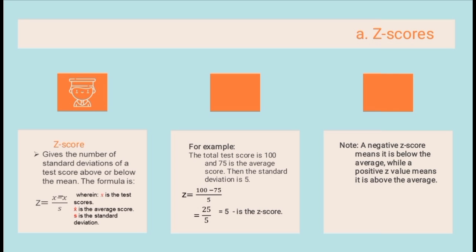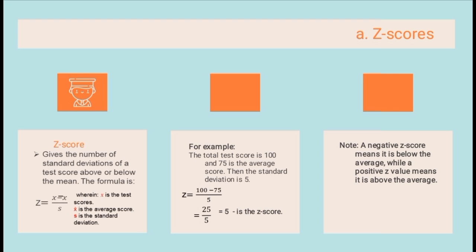So how to compute this using the formula? z equals 100, which is the test score, minus 75, the average score, and divided by 5, the standard deviation. So 100 minus 75 is equal to 25, divided by 5. So 25 divided by 5 is equal to 5. So that's the z-score.